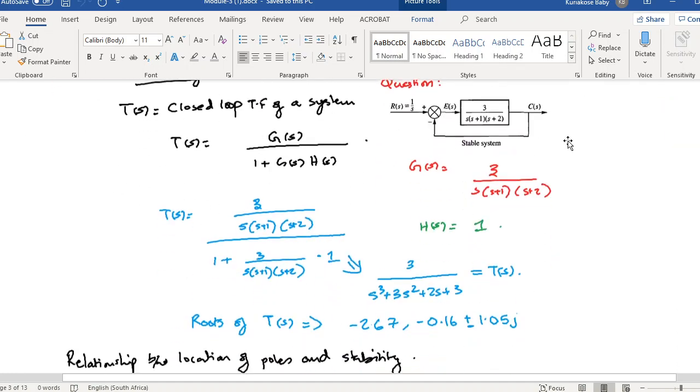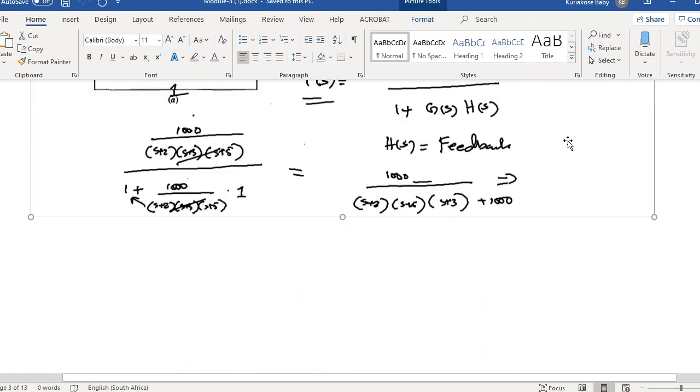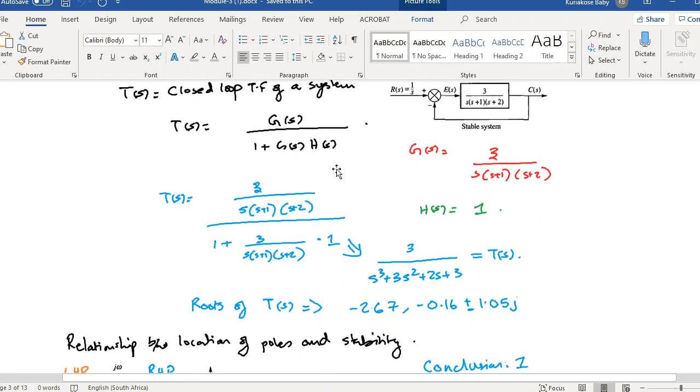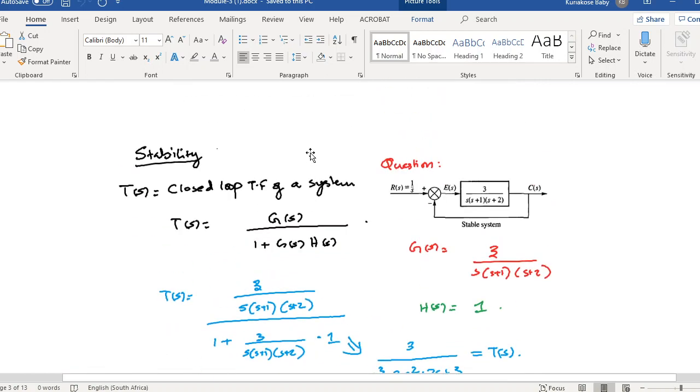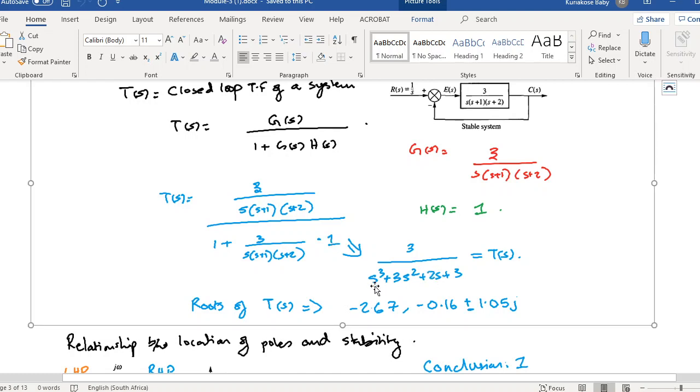Right, so you can see what we've done here. I've gone back to this problem, and I've actually calculated the closed loop transfer function in each of these cases. I'll upload these notes so that you can also follow them, but it's quite simple. I've taken G of s, which is 3 divided by s into (s plus 1) into (s plus 2), divided by 1 plus 3 into G of s into 1, which is the unity feedback. And then I get this equation at the denominator.